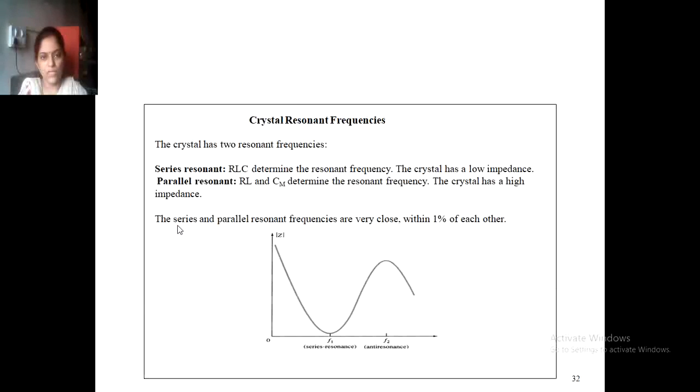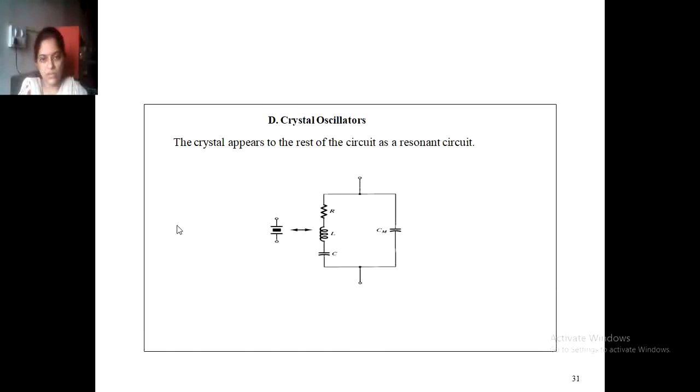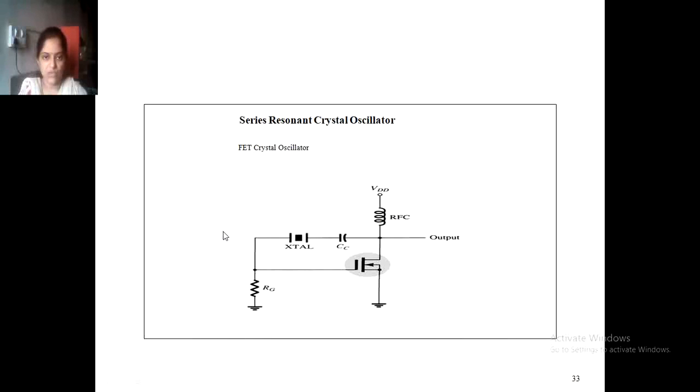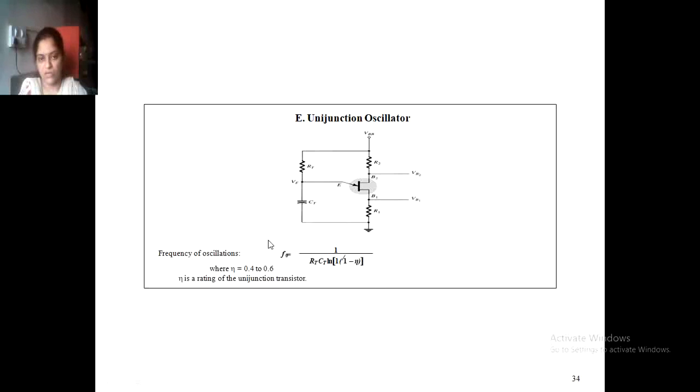So we have seen the crystal oscillator. The crystal is a replacement for the RLC circuit. The crystal resonant frequency has series as well as parallel resonance. The series resonant crystal is shown here, that is, the FET crystal oscillator. Next is the unijunction oscillator.